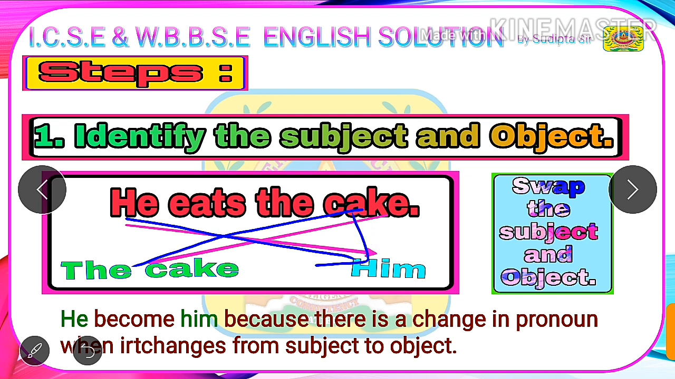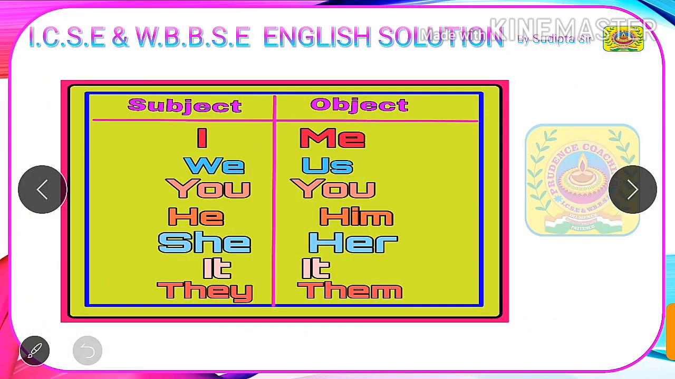He becomes him because there is a change in pronoun when we interchange from subject to object. That means he is the subjective form whereas him is the objective form. So as the pronoun changes in object form, therefore we have used him. Students, let us learn what the pronoun becomes in object.